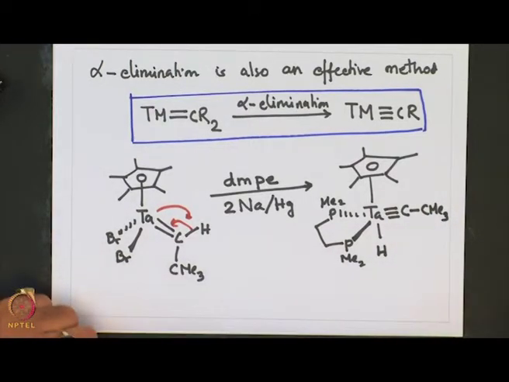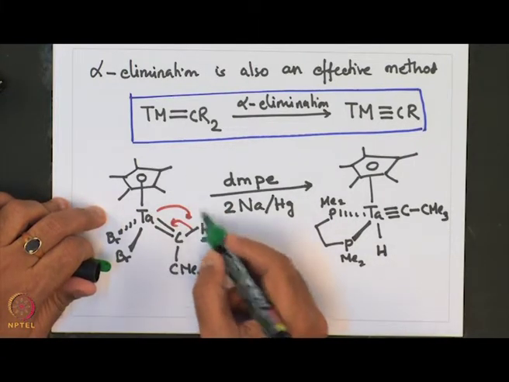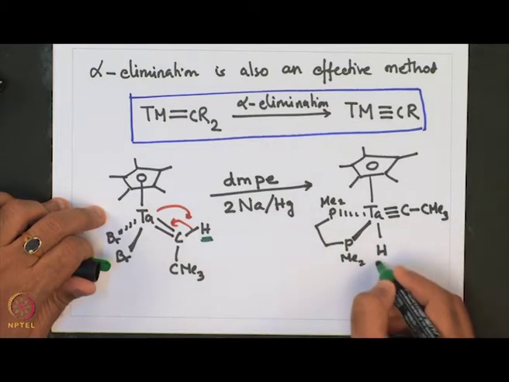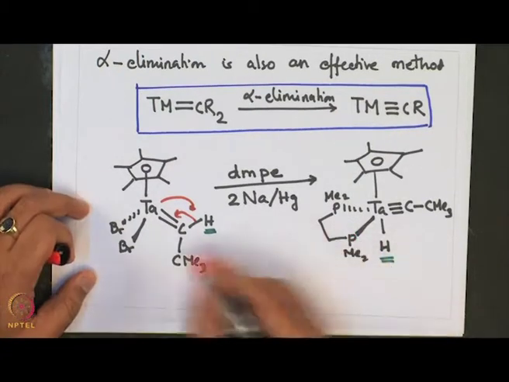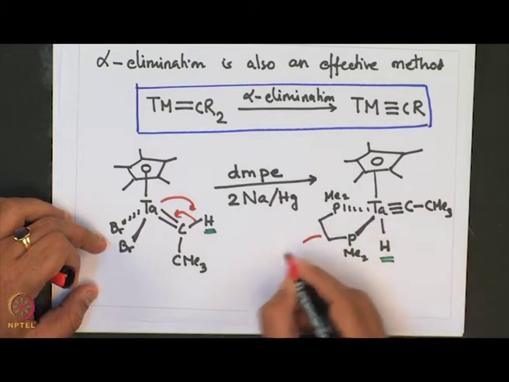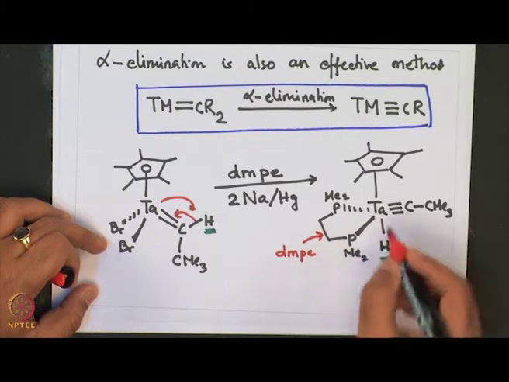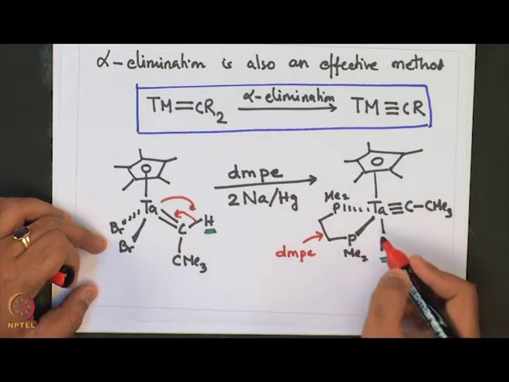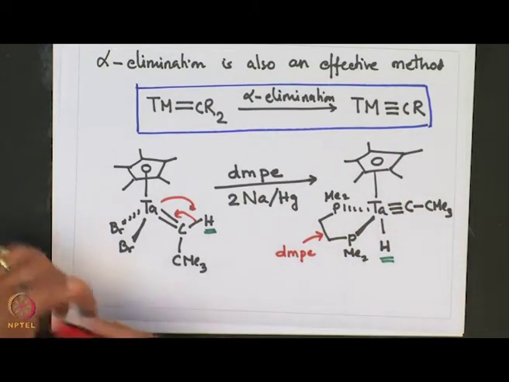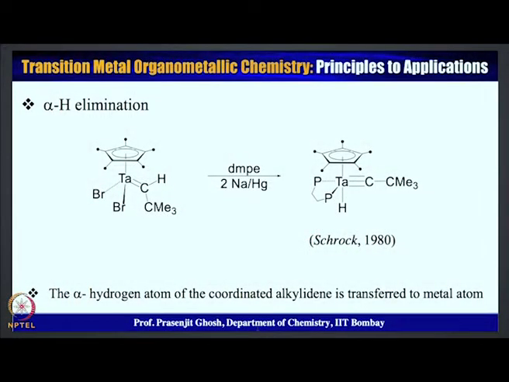So, what happens is that this hydrogen alpha eliminates to give this triple bond and tantalum hydride complex, and DMPE replaces the two bromide atoms to chelate and use the suitable vacant spaces which have been created by this. This is a very interesting method for obtaining carbyne complexes.